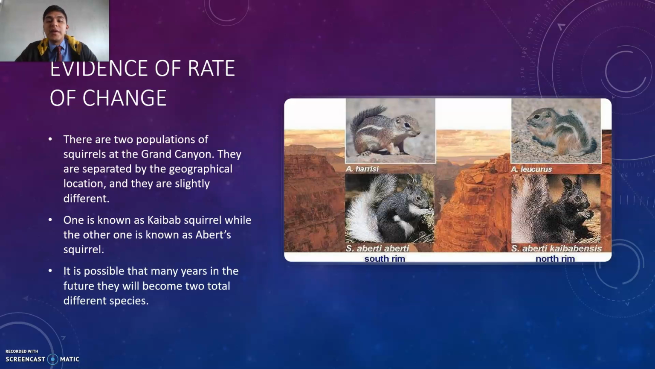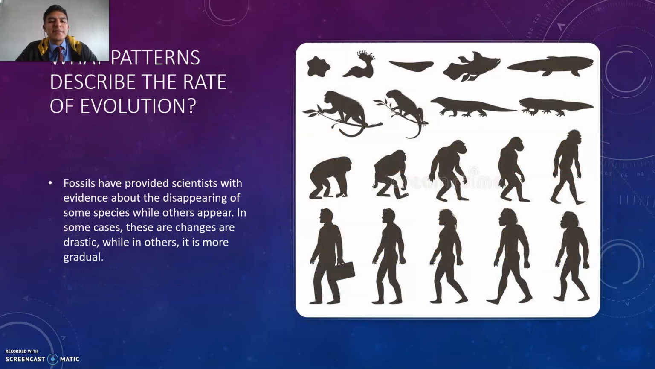But one more time, they are separated by a geographical location. And scientists theorize that sometime in the future, they might become two totally different species, as has happened with many other species in the past. And we have what patterns describe the rate of evolution. Fossils have provided scientists with evidence about the disappearing of some species while others appear. In some cases these are drastic, while in others it is more gradual.